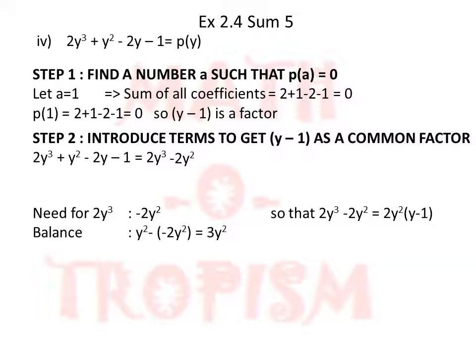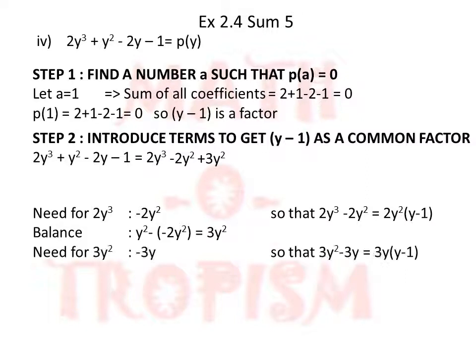So I need to find what is the balance y square term. The original polynomial has y square minus of what we have just found, minus 2y square. So that comes to 3y square. So I add the term plus 3y square. Now I need to find what I should add with this 3y square to get y minus 1 factor as a common factor. So 3y square minus 3y will give me 3y as a common one outside and y minus 1 factor. So next you write minus 3y.